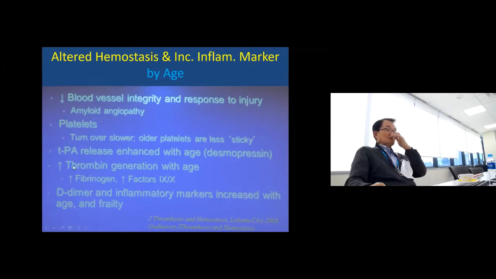Thromboplastin release is also enhanced with age. And thrombin also increases. And factors 9 and 10 and fibrinogen also increase with age. D-dimer, an inflammatory marker, also normally increases with age. So when you are dealing with pulmonary emboli, for a false positive D-dimer you have to check against age. So there is some altered vascular homeostasis by aging.